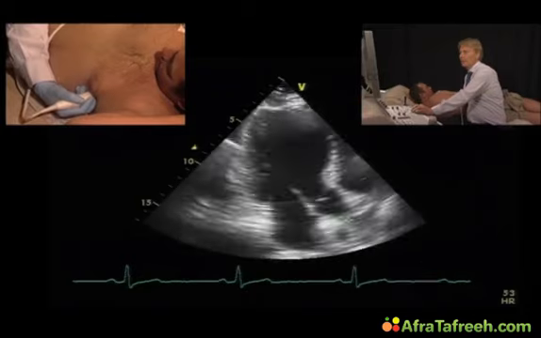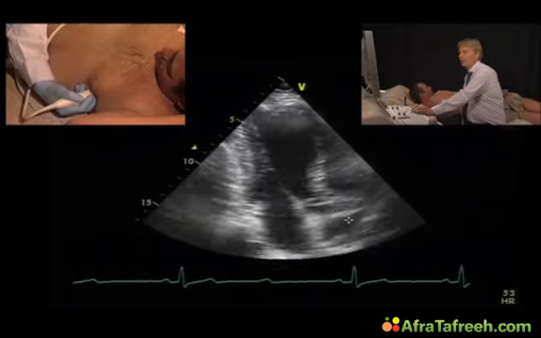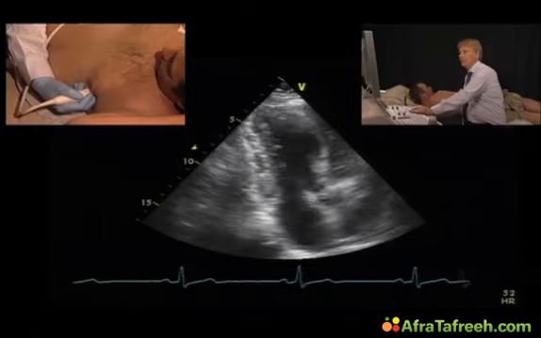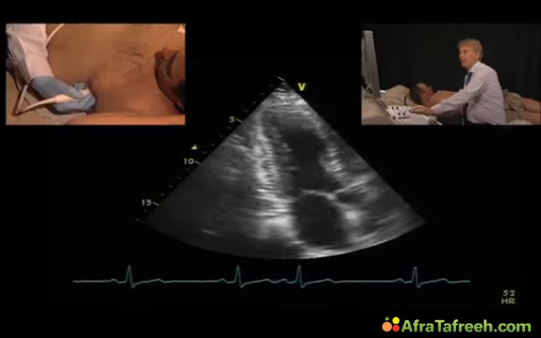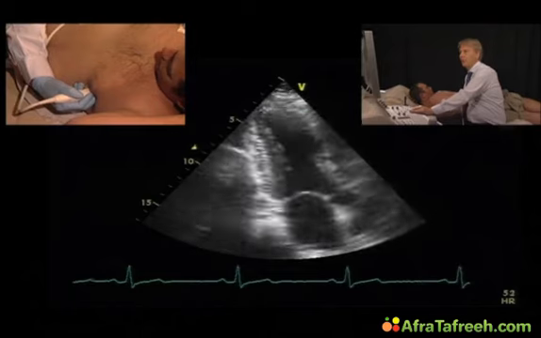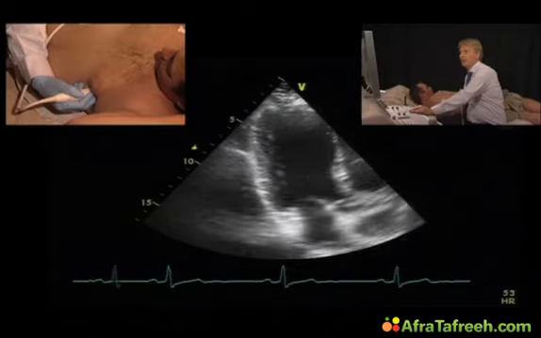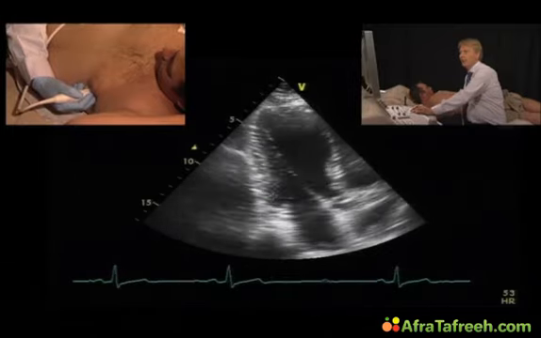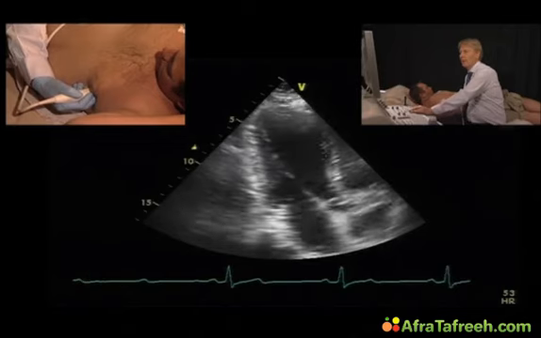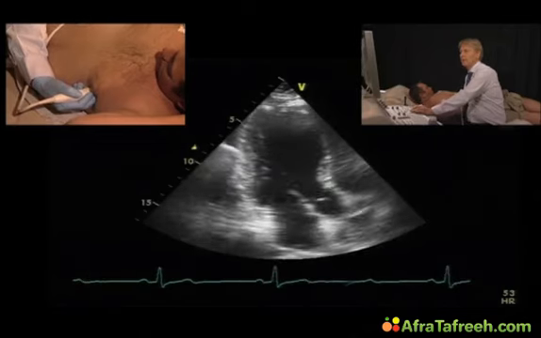Let's take a look at the apical three-chamber view. Very similar picture. The apex is involved. We have a thin wall here. We have akinesia, dyskinesia here, and normal contraction of the posterolateral wall and of the remaining portions of the anterior septum.